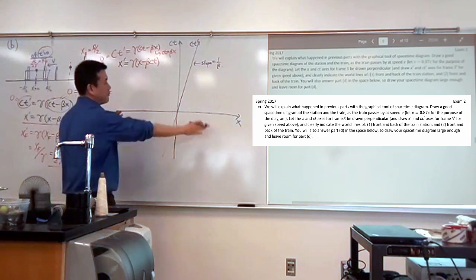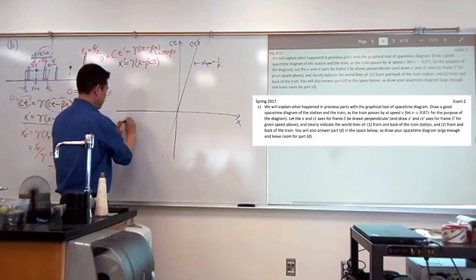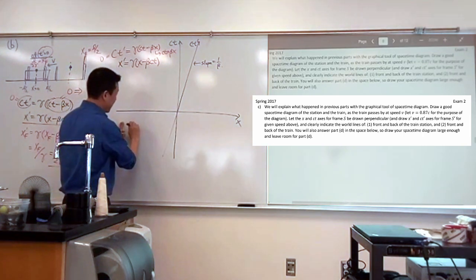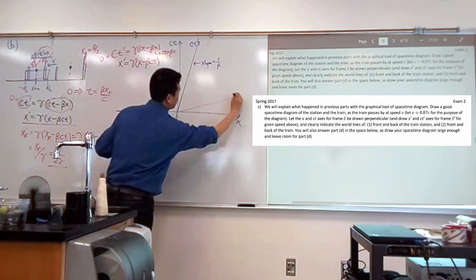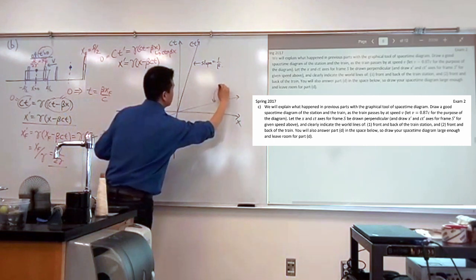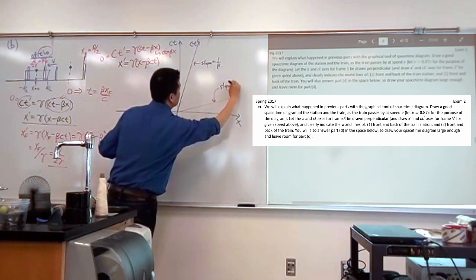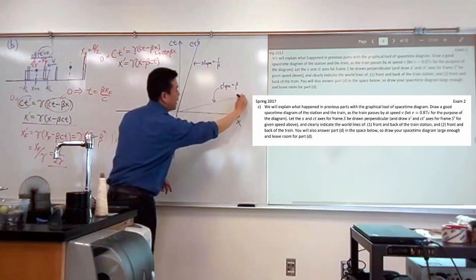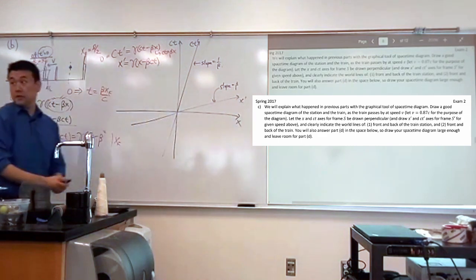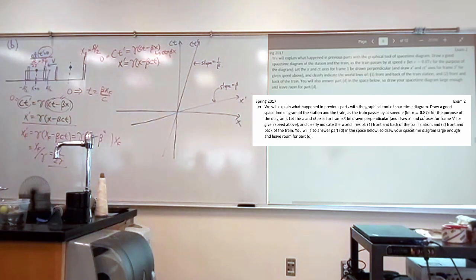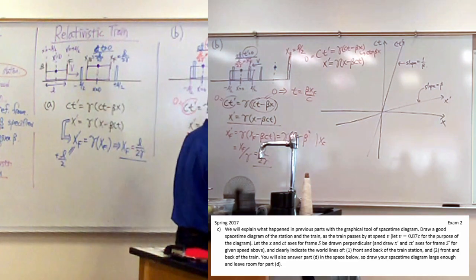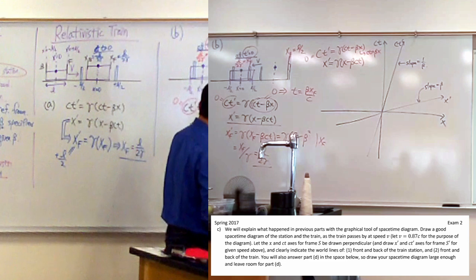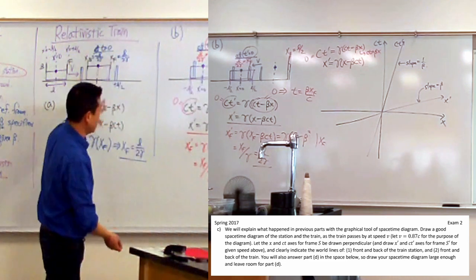So if beta is 0, it would be flat. If beta is something not 0, but not quite 1 either, then this line has a slope of beta, and this is my x prime axis. So these are the space-time axes in my space-time diagram. And this is the axis I would use to illustrate the events that are going on here.